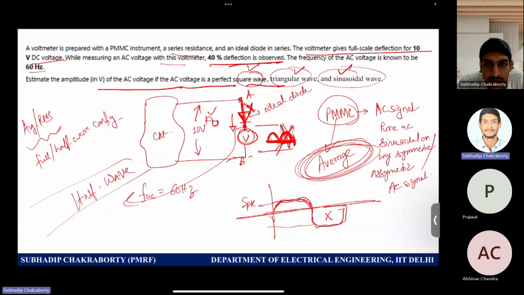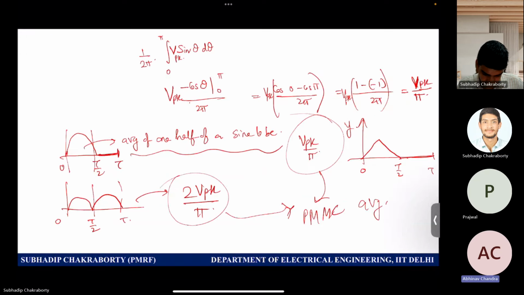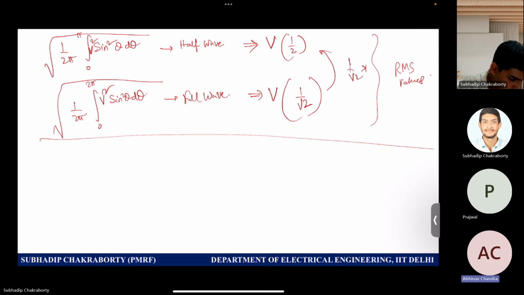Now see the first case. For example, we have a square wave. And for 10 volt of applied DC voltage, you have full scale deflection. But similarly, when you apply this 10 volt with AC, you have 40% deflection. So what can you conclude about the strength of the signal, about the peak strength of that AC signal? So from the DC value, we can calculate the AC RMS value.